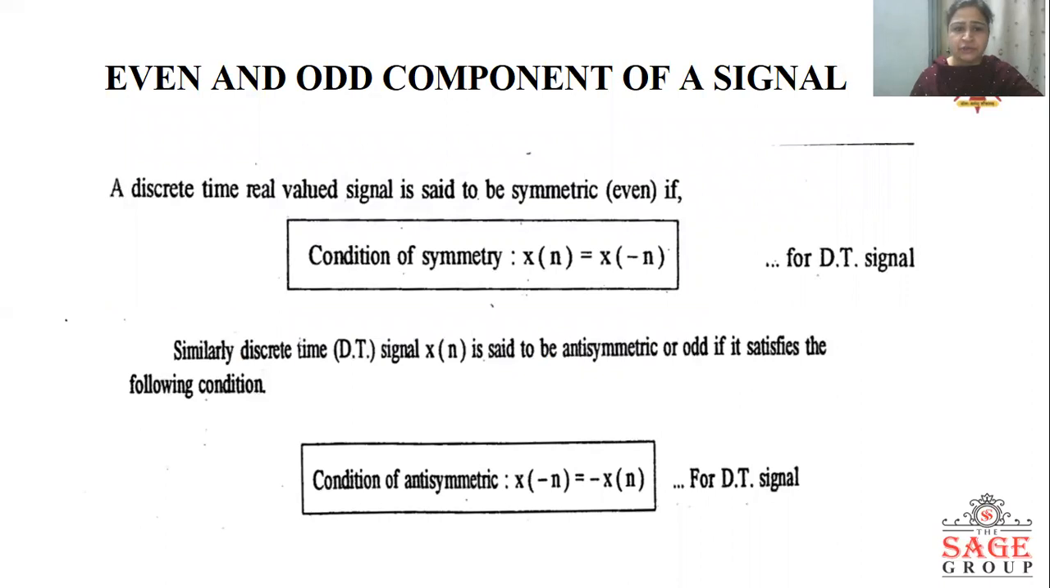We had already talked about even and odd signal. A signal is said to be even or a symmetric signal if it satisfies the condition of symmetry, which is x of n is equal to x of minus n. Whereas a signal is said to be antisymmetric or odd signal when it satisfies the property x of minus n is equal to minus of x of n.